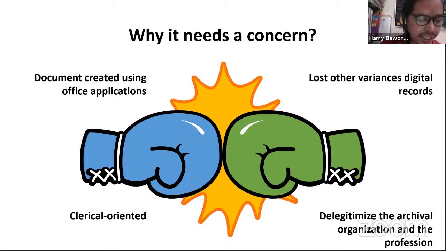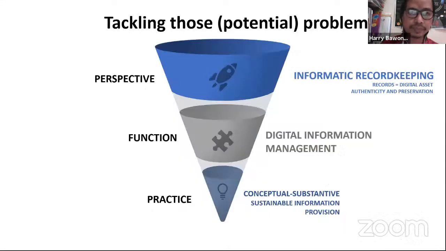With the change in managing records to digital, clerical activities can easily be replaced by the app. This potentially will delegitimize the record management organization and the profession of archivists. So it is not surprising for those who use the perspective of office administration to question some issues. Will archivists still be relevant, or should archivists turn into data scientists? And how to tackle those potential problems?